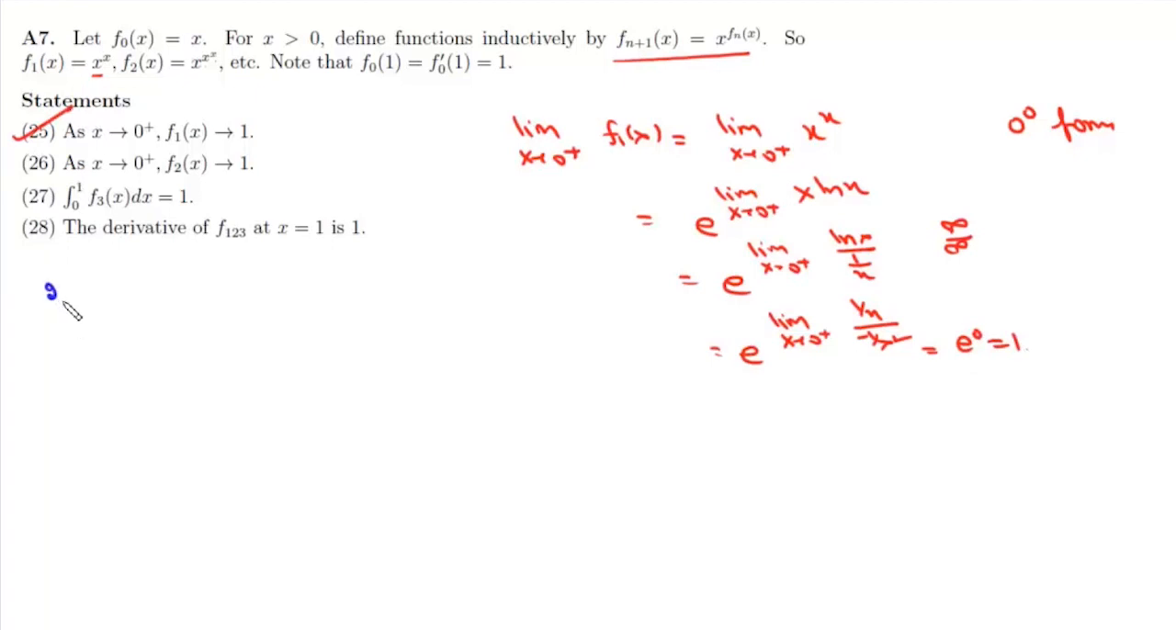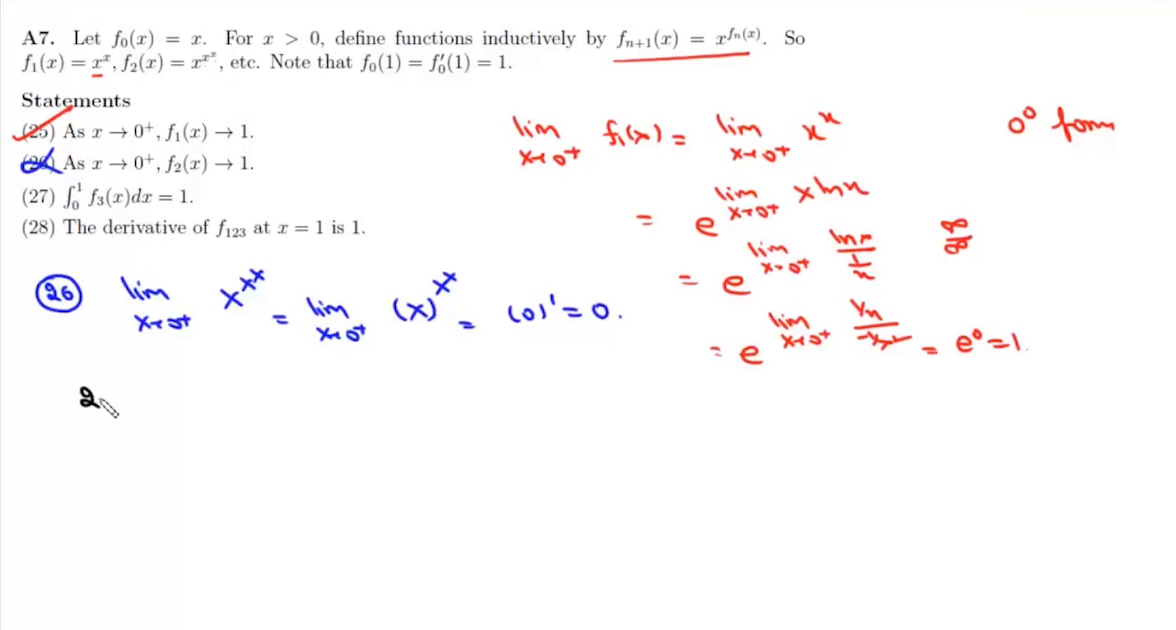Now we look at this limit for 26, which is limit x tends to 0 positive, x to the power x. Now we know that this limit x tends to 0, x to the power x, is 1. So it will be this value 0 to the power 1, and 0 to the power 1 is 0. That means statement 26 is incorrect.